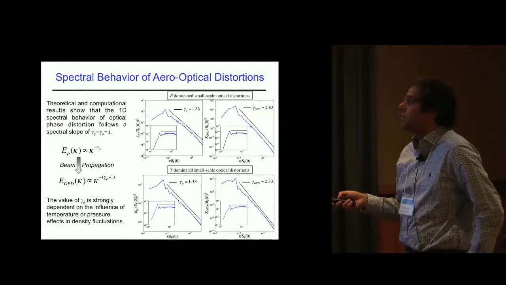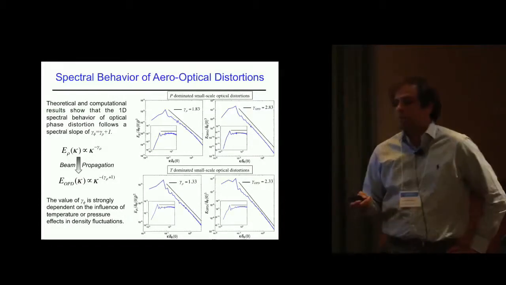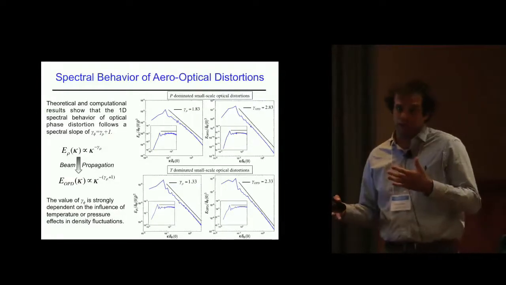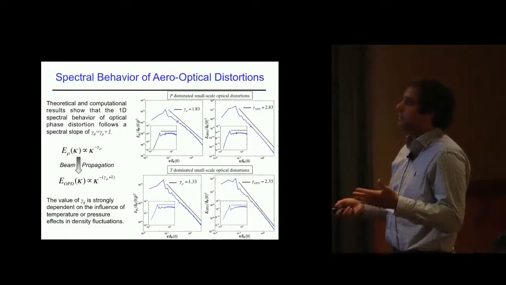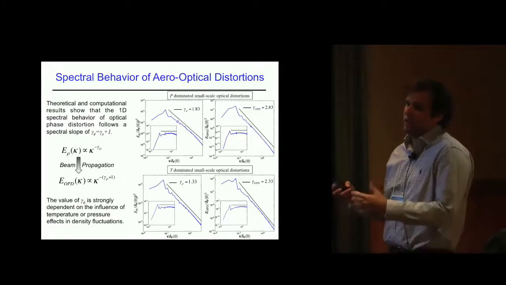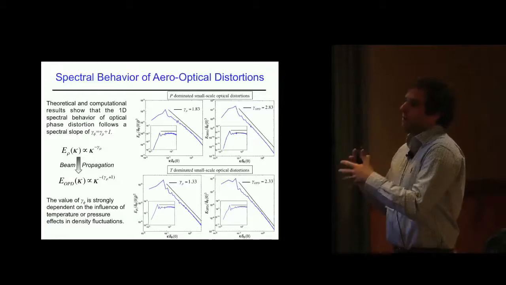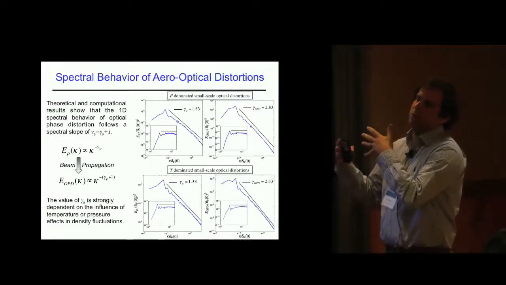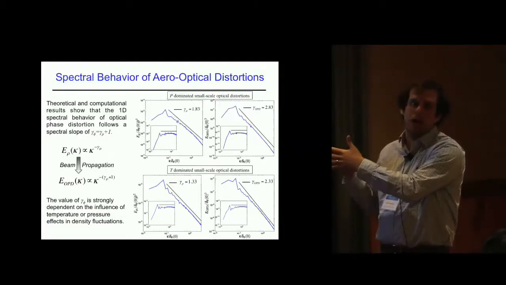But really interestingly, because you have different spectral behavior in pressure and temperature and turbulence, depending on what's dominating your optical distortion and your density, you actually get different slopes. So it's kind of like what the simulation parameters are and what's going on with your shear layer leaves almost like a spectral footprint on your optical distortion.